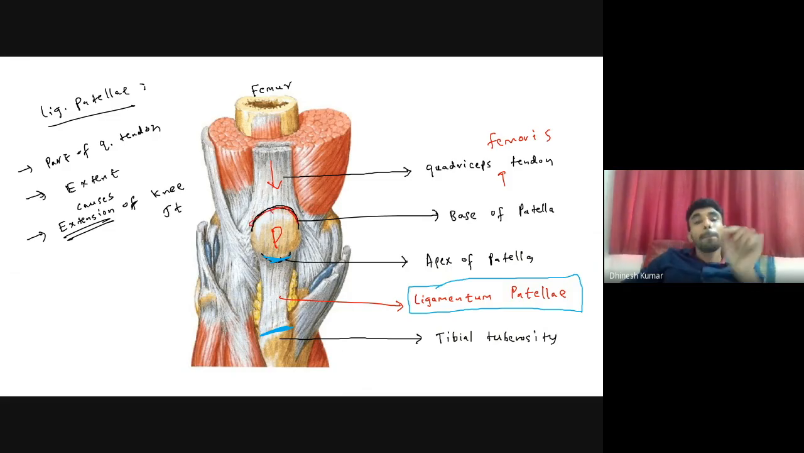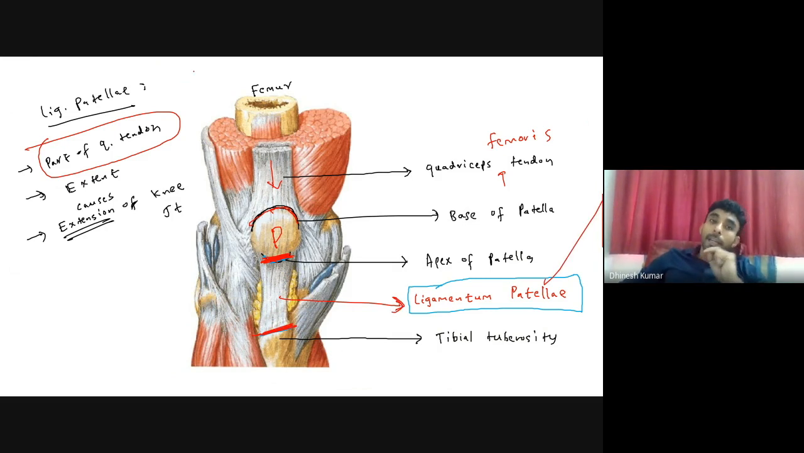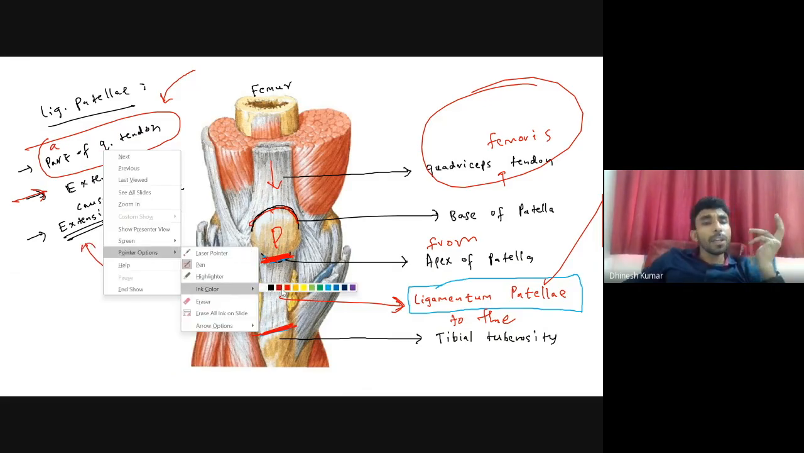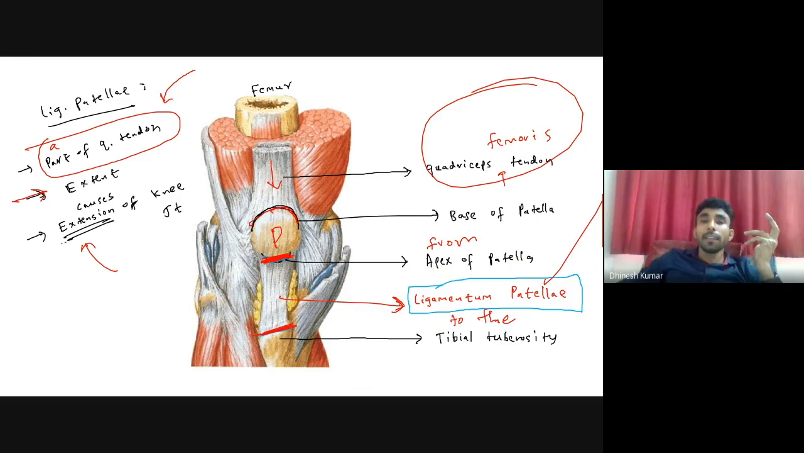A part of the quadriceps femoris tendon extends from the apex of the patella to the tibial tuberosity, which is called the ligamentum patellae. So for ligamentum patellae, the first sub-question is formation: it is a part of the quadriceps femoris tendon. Second, extent or attachments: it extends from the apex of the patella to the tibial tuberosity. And what is the function of the ligamentum patellae? It is a part of the quadriceps tendon which causes extension of the knee joint.